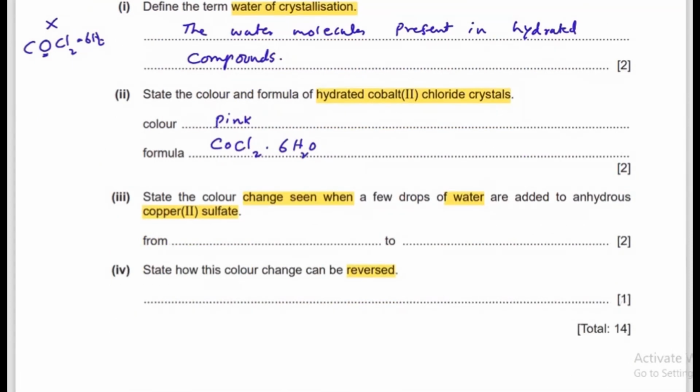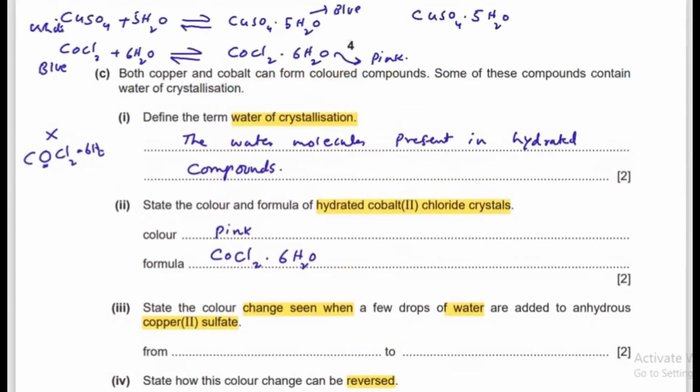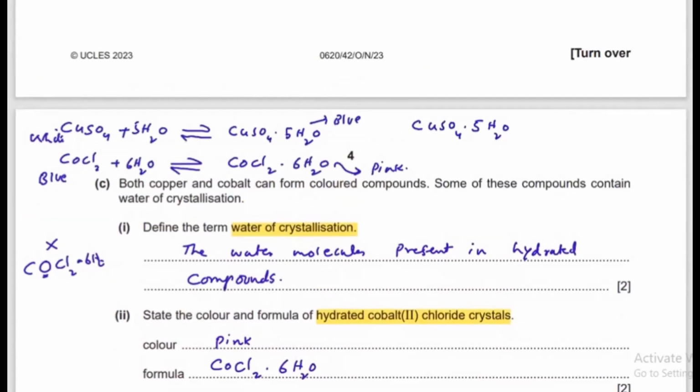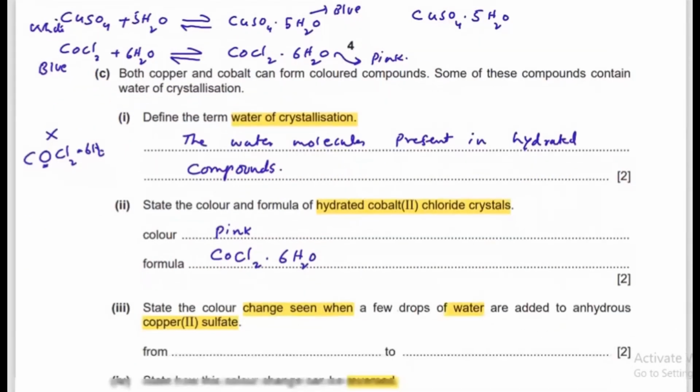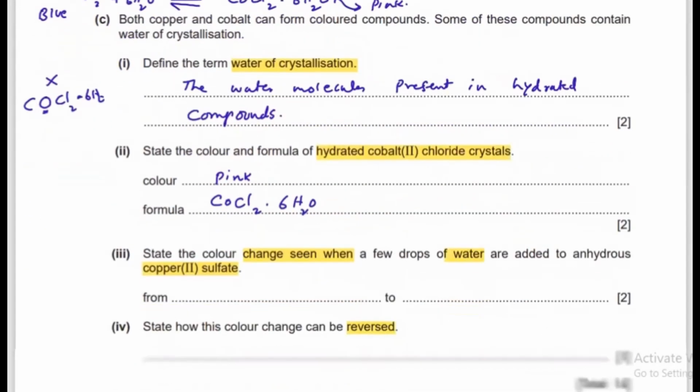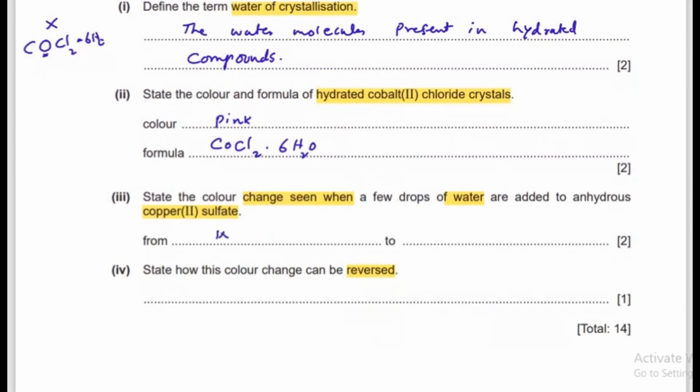Then: state the color change seen when a few drops of water are added to anhydrous copper 2 sulfate. As I have already mentioned, anhydrous copper 2 sulfate is white in color, hydrated copper 2 sulfate is blue. Anhydrous copper 2 sulfate is used to test the presence of water, so it will change from white to blue.